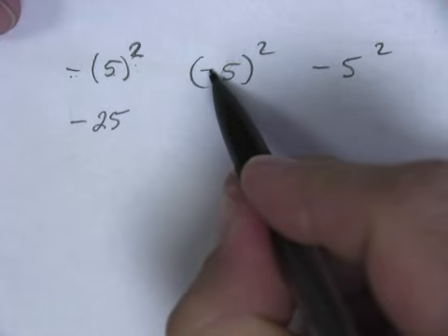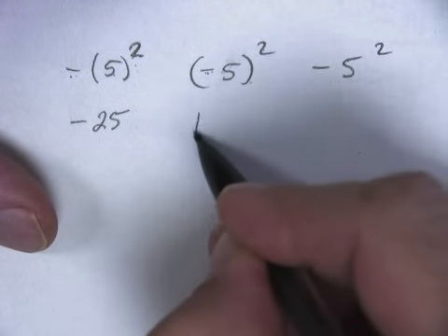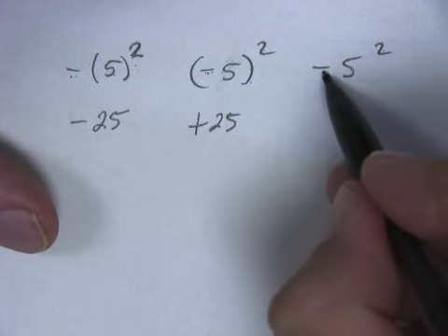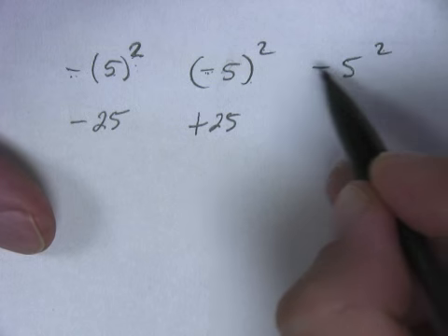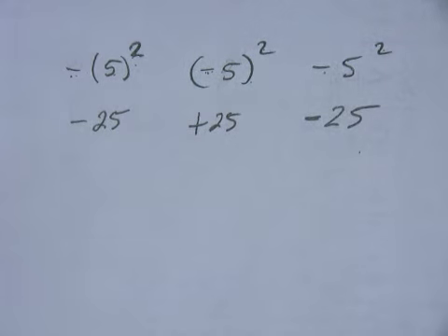Does the 2 act on this negative? Yeah, because the 2 is above the parentheses, so it acts on anything inside the parenthesis. So it's negative times negative, which is positive. Does this 2 act on the negative? I think this is the hardest one, and the answer is no. It only acts on the 5, not the negative, so this becomes negative 25.